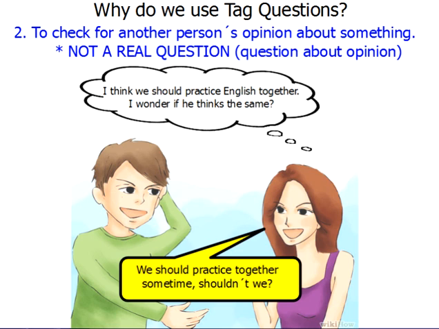Shouldn't we? Okay? Now, notice for this type of question, the accent on the tag is very neutral. There is no up accent or down accent. It's just said almost exactly the same as the affirmation. So again, it sounds like this. We should practice together sometime, shouldn't we? Right? Notice I'm not saying, shouldn't we? Because I'm not asking a question. I'm not checking to be correct. In this context, the person is just looking for the other person's opinion.